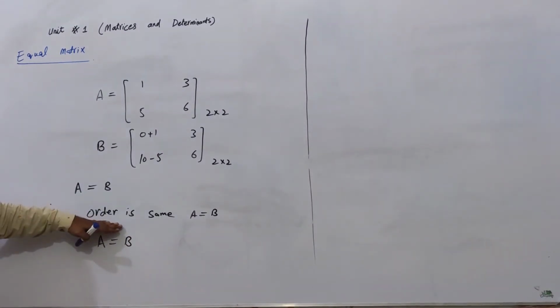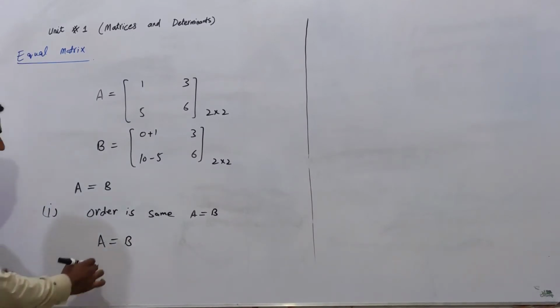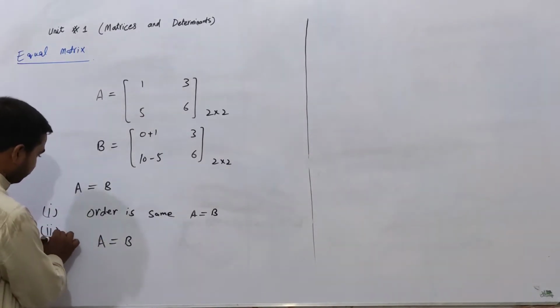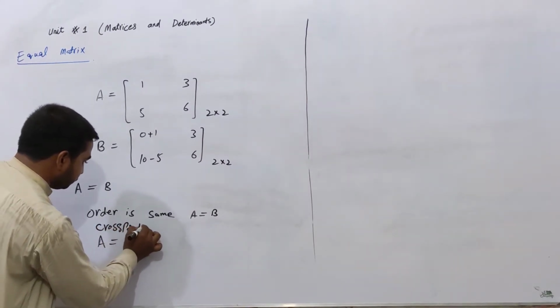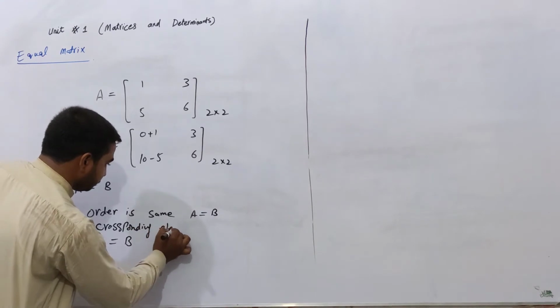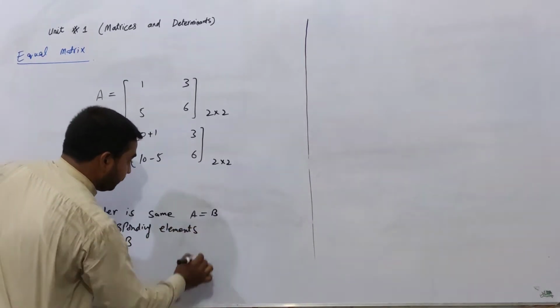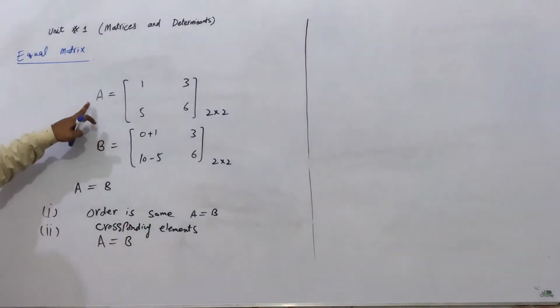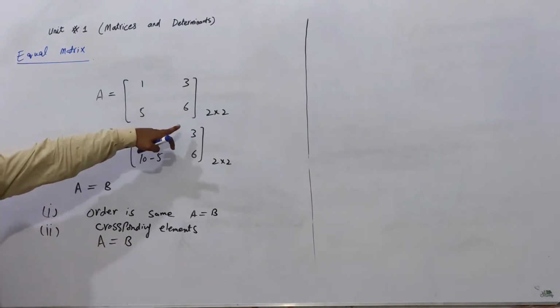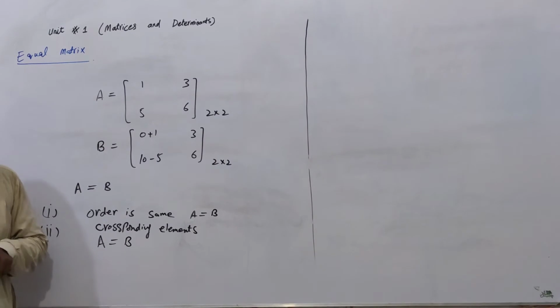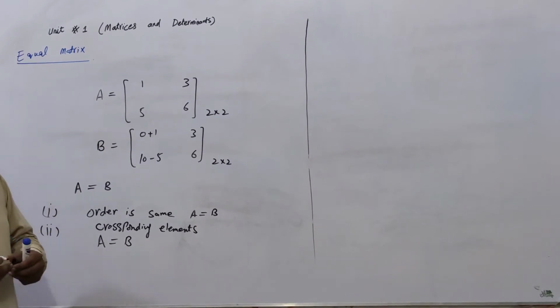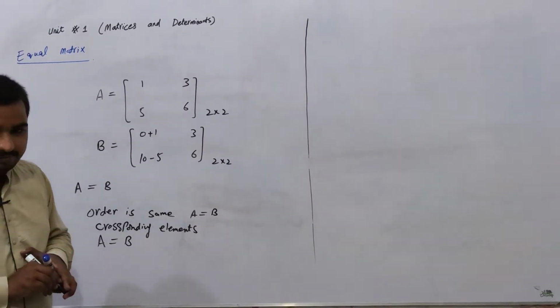First one is the order of the matrices should be the same. Second one is the corresponding elements should be the same. We say that A is equal to B, having the same order and the same corresponding elements. Now we start from exercise 1.1 of unit number 1.